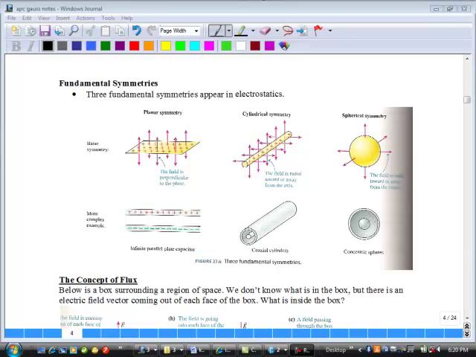This is part 2 of the Gauss's law notes. This video will talk about flux, and we will go through pages 4 through 6 in the notes section.